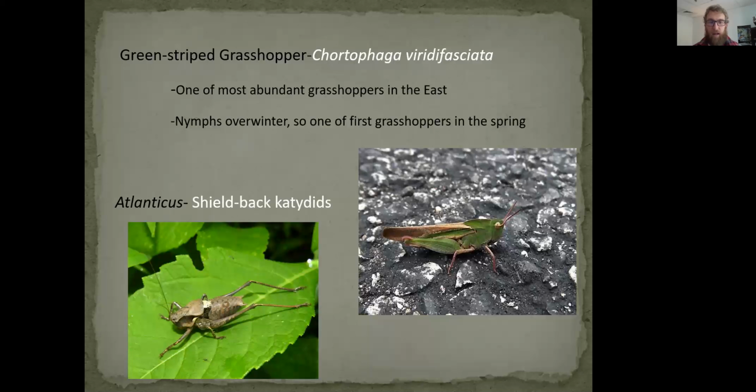And then we had one of the shield-back katydids. This one, immature. You can always tell if they're immature because even ones that are mostly wingless usually have buds on them. Now these guys, they're mostly going to be in detritus, hanging around in bushes. So you don't see them as often, but they are out there and they will be out there all summer.